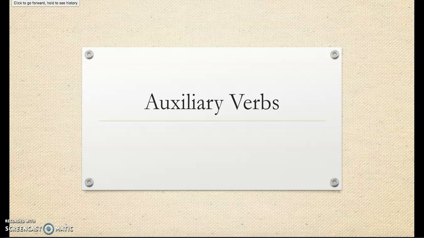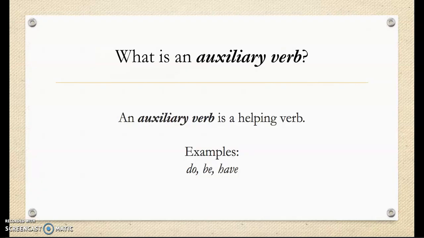Hello everyone, welcome to Q Skills Level 3 Listening and Speaking, and today we are doing Unit 1, the grammar topic for which is auxiliary verbs, okay? Auxiliary verbs. Now, first of all, what is an auxiliary verb?